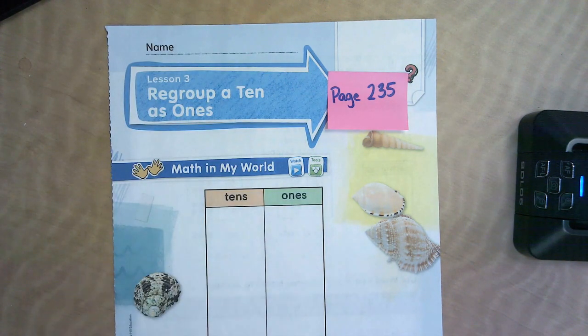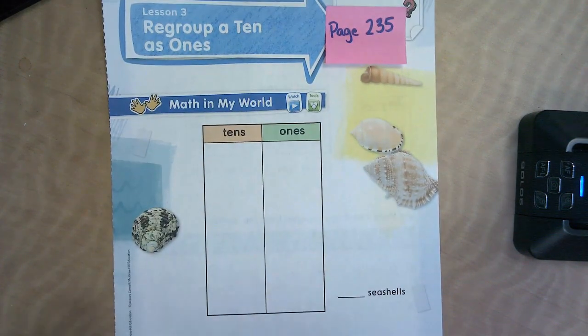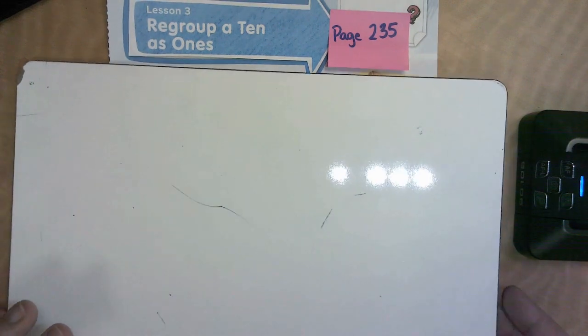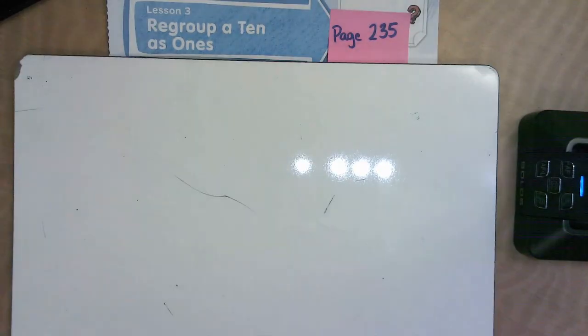And today, we are working on Chapter 4, Lesson 3, which is regroup a 10 as ones. All right, so we are on page 235. You can go ahead and find that right now. And I'm going to start off our lesson today taking a look at some of our cubes that help us out when we're doing some of our problems. So if you've got cubes, you are welcome to work with me. If not, then you can just go ahead and watch as I'm working on my board here today.